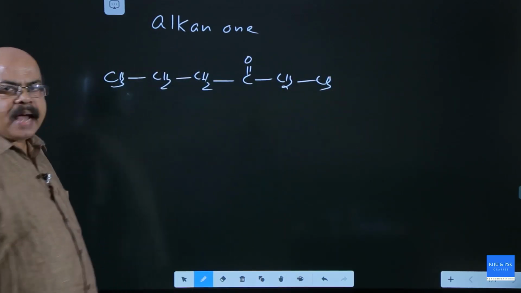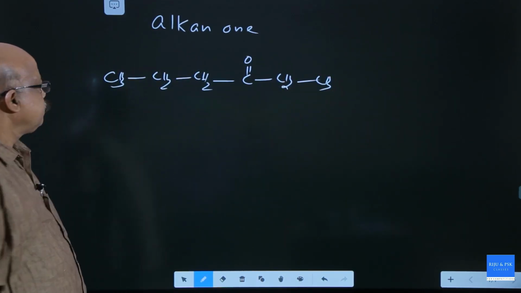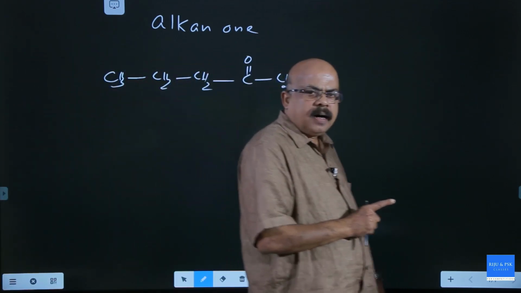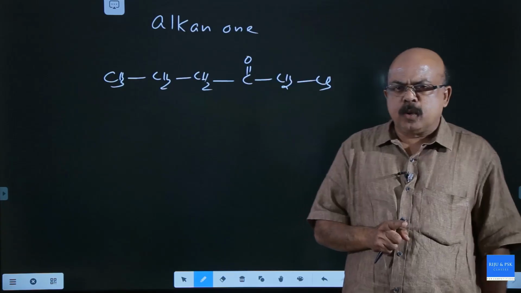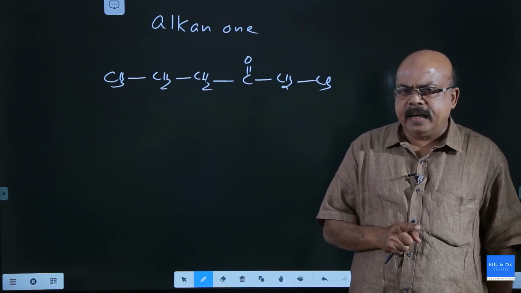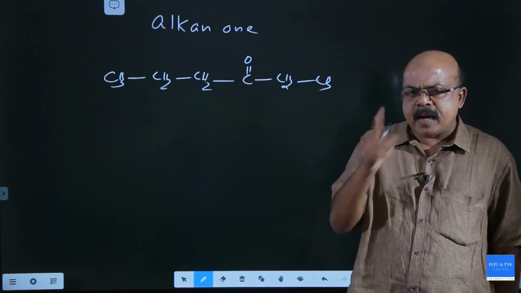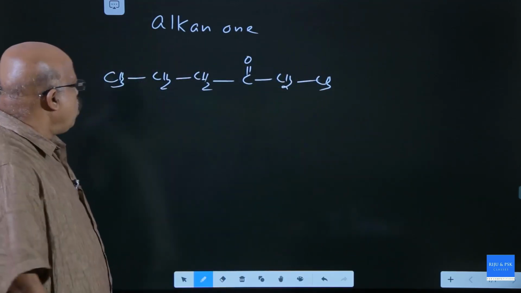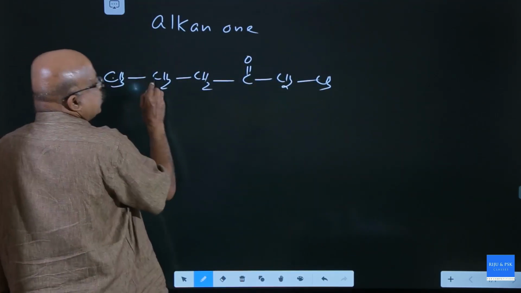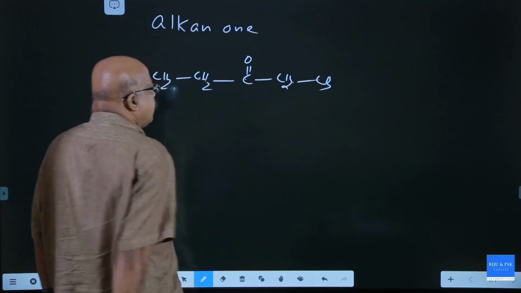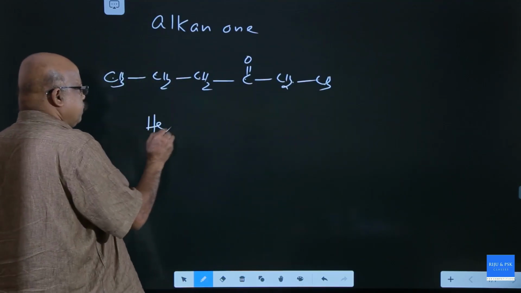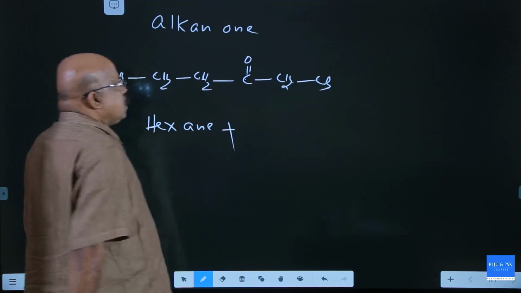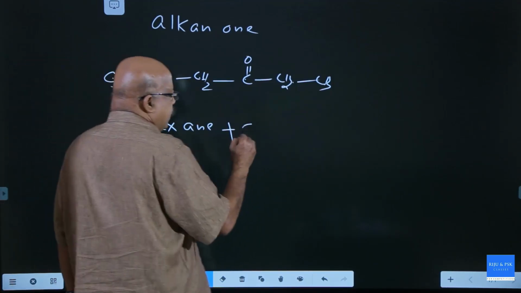It is a compound having CO group. To name this molecule, identify the longest possible continuous carbon chain that should contain the carbon atom of CO group. So here the longest possible chain is 1, 2, 3, 4, 5, 6, hexane. Drop E and add ONE.